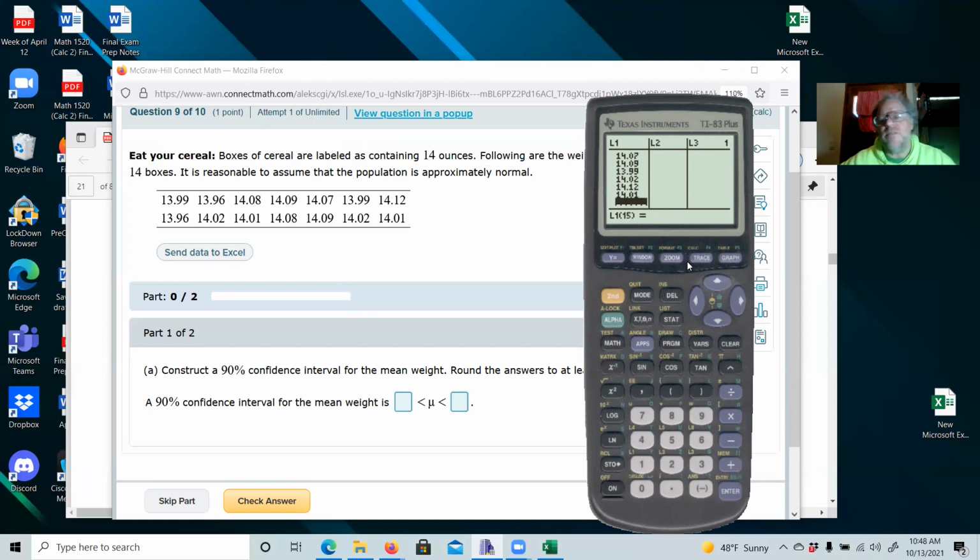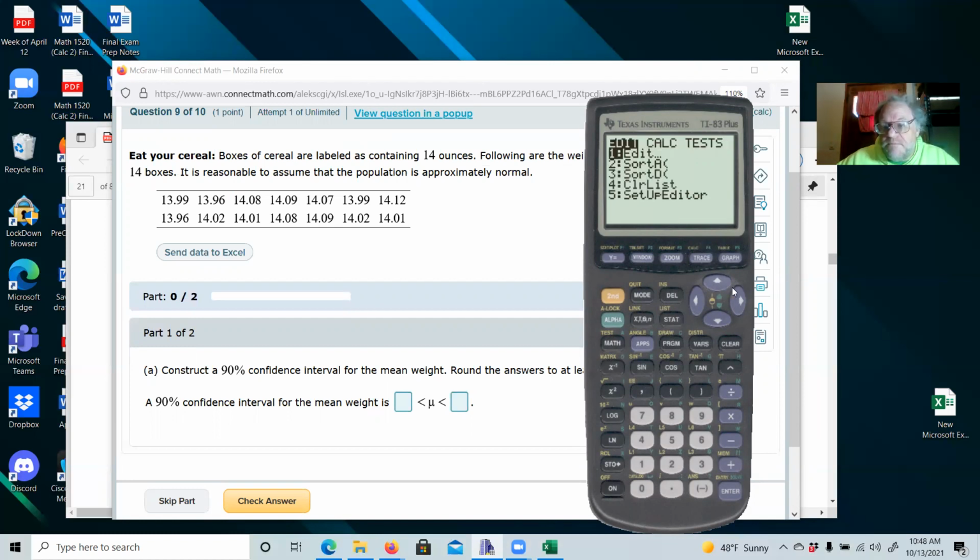And 14.01. Okay, do we have 14 things? Yeah, well, let's get down to 14. Okay, let's just double check real quick. Okay, so 13.99, 96, 96, 02, 08, 01, 09, 08, 07, 09, 99, 02, 12, and 01. Okay.